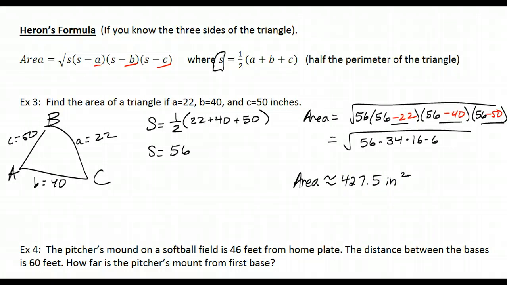Example 4 is a word problem. Actually, let me tell you, example 3 is the only one I put on here for Heron's formula because it's pretty easy. Example 4 and 5 are actually just 2 word problems using the law of cosines that I taught you previously on the front page.